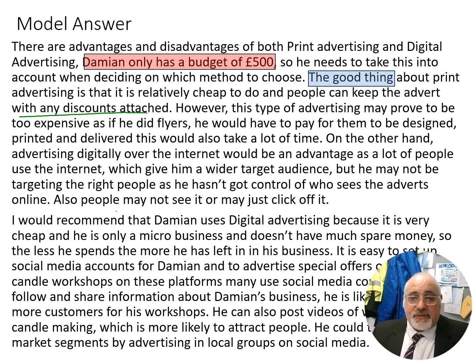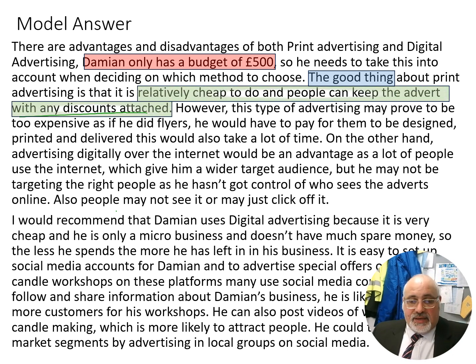So there's your first connective, the good thing. So we're talking about it making an advantage about print advertising, and there's the advantage, which is in context, it's relatively cheap. So with only £500, it's a good thing that print is cheap. However, is another connective. This is where the second mark comes in for the advantages and disadvantages of print.